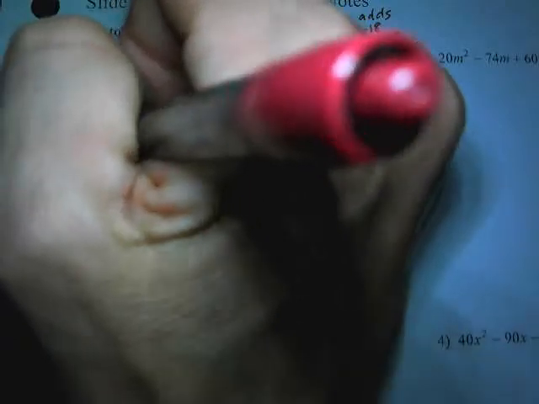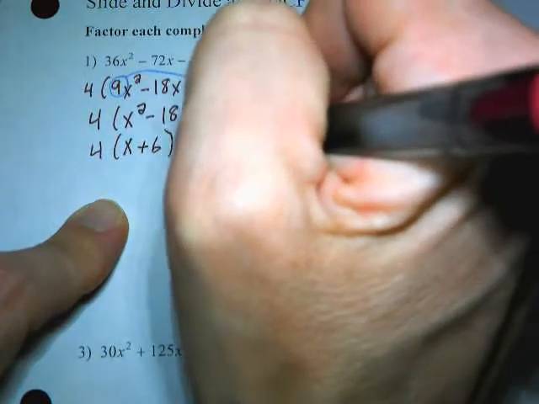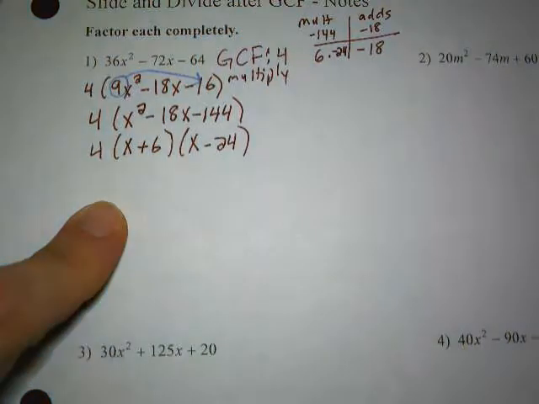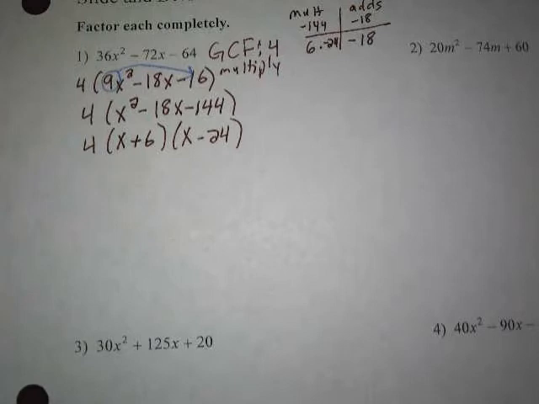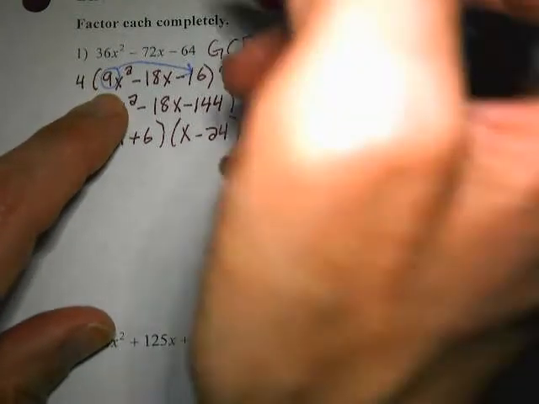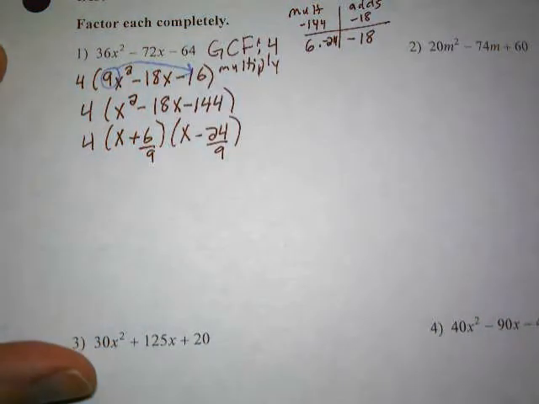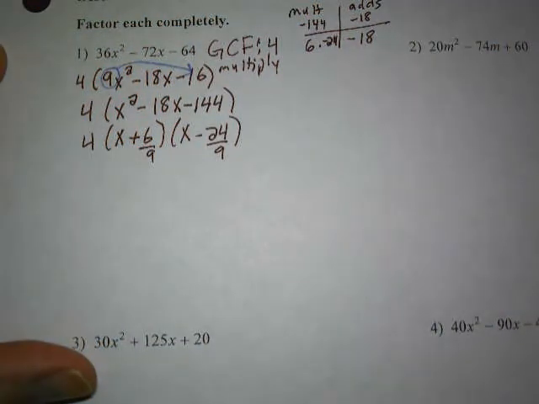So I'm going to set up my binomials as x plus 6 times x minus 24. And then because we did the slide and multiply, we also need to do the divide. Here we multiplied by 9, so I'm going to divide by 9. You can see that I'm still going to have fractions.